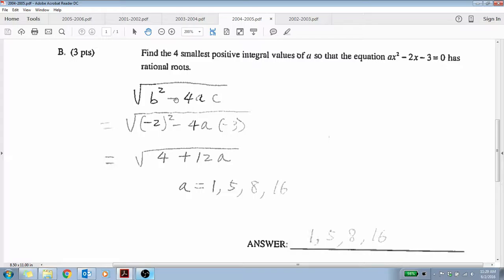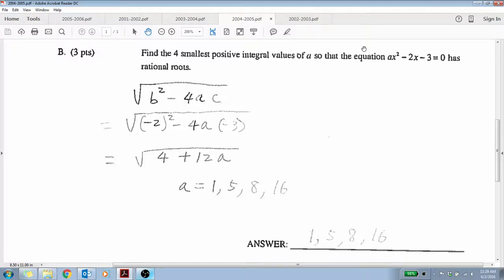We're trying to find a so that your discriminant will create rational roots. For rational roots, what I need is perfect squares. For example, if your discriminant is 25, the square root of 25 is 5, which is rational. If your discriminant is 26, the square root of 26 in the quadratic formula would give you an irrational number. So I need b squared minus 4ac to equal a perfect square.